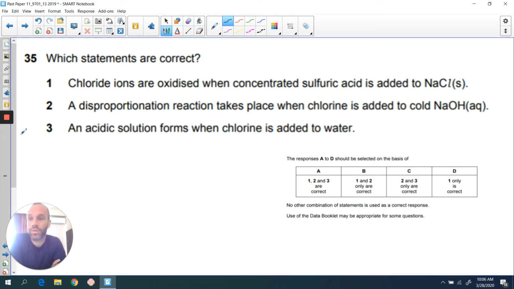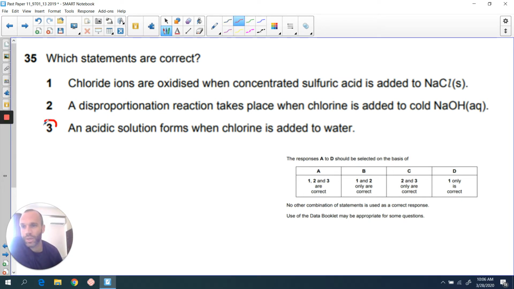So I got a request to go through question 35 as well. It's asking which statements are correct. Unfortunately, this is just all about learning your reactions for your halogens in group 17, group 7. I'm going to start with the easiest here.